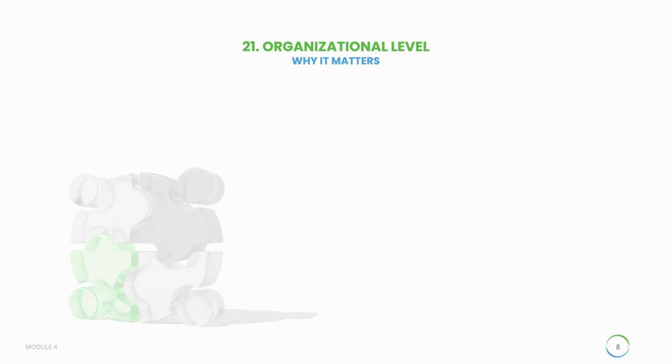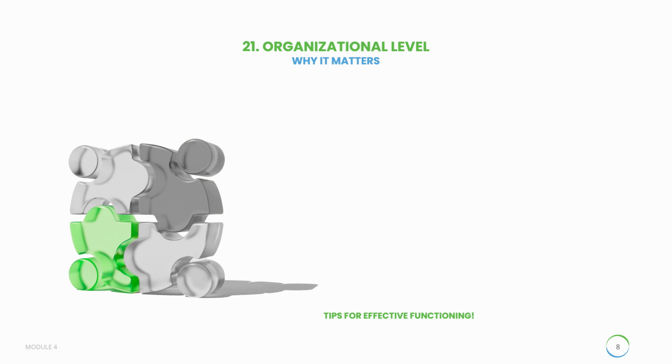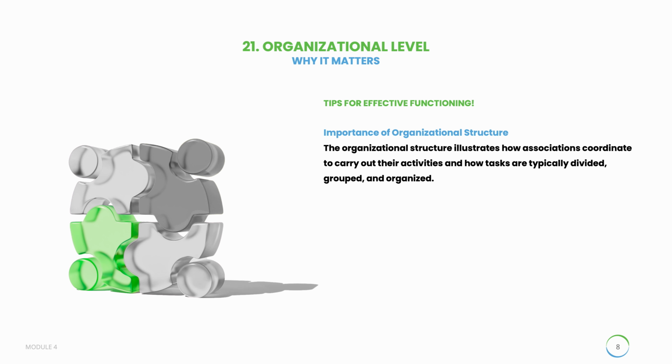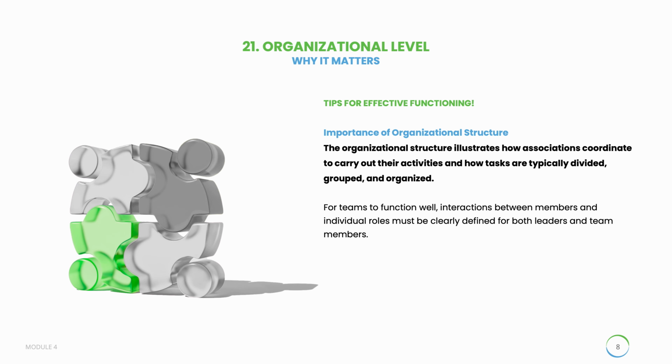Organizational level, why it matters. Tips for effective functioning. The organizational structure shows how associates coordinate activities and how tasks are typically divided, grouped, and organized. For teams to function well, both member interactions and individual roles must be clearly defined for leaders and for team members alike.